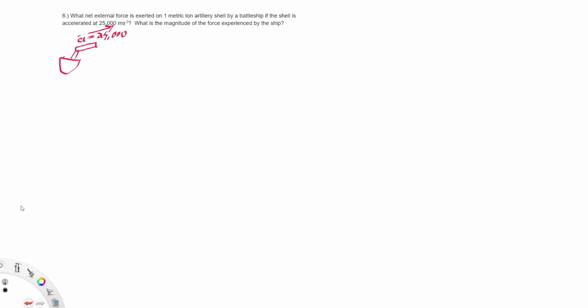Alright, so if we're firing a 1-ton shell, first of all, 1 metric ton is exactly 1,000 kilograms. So this is an invitation to use Newton's second law here. We'll define the x direction to be whatever direction we're firing the shell in.